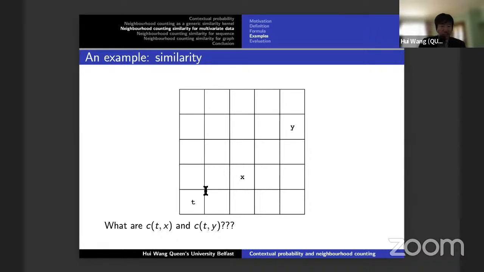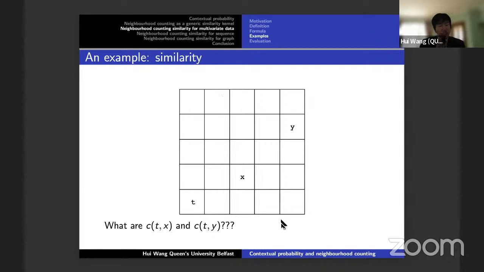So one neighborhood is this. This is one neighborhood. This is another neighborhood. That is another one. This is one neighborhood and another neighborhood. So every rectangle is a neighborhood. Then to calculate the neighborhood counting similarity between T and X, all we need to do is to count the neighborhoods that cover both T and X. So in this case, this should be one neighborhood, and that is another neighborhood, another neighborhood, another neighborhood.